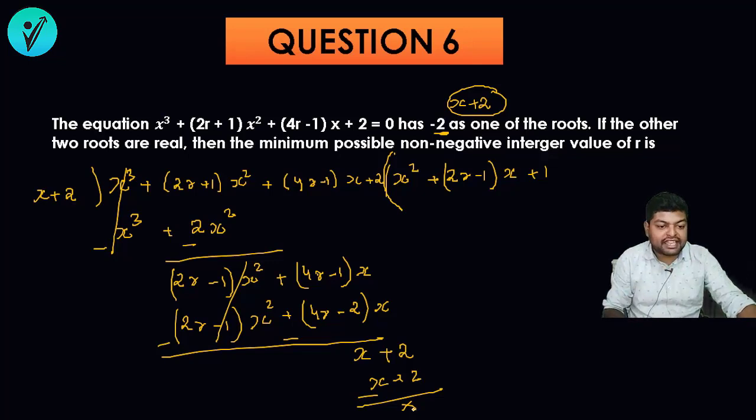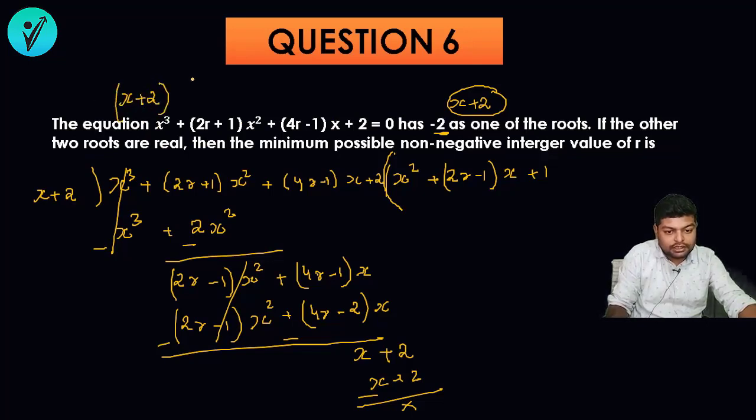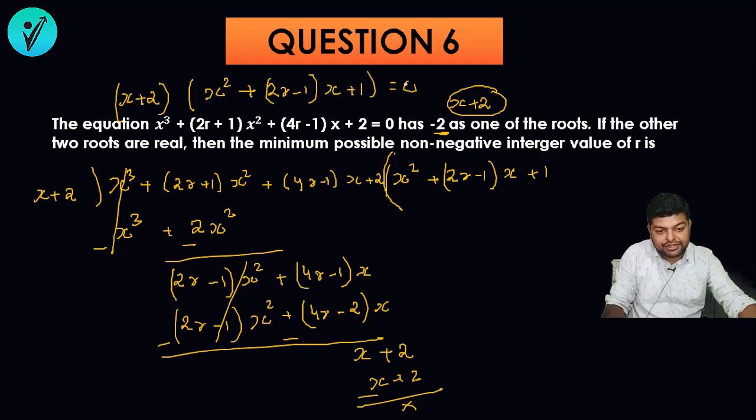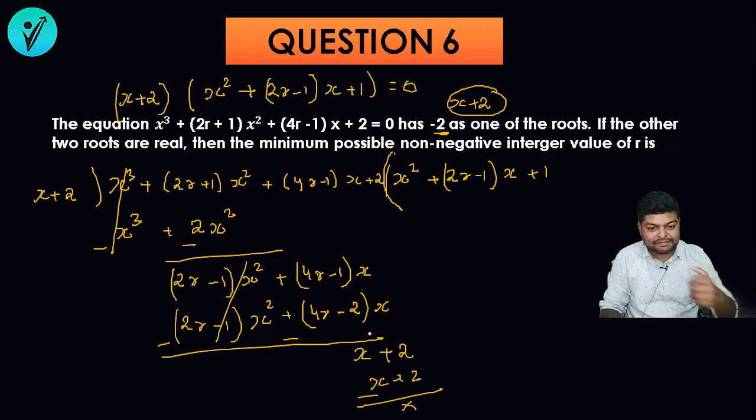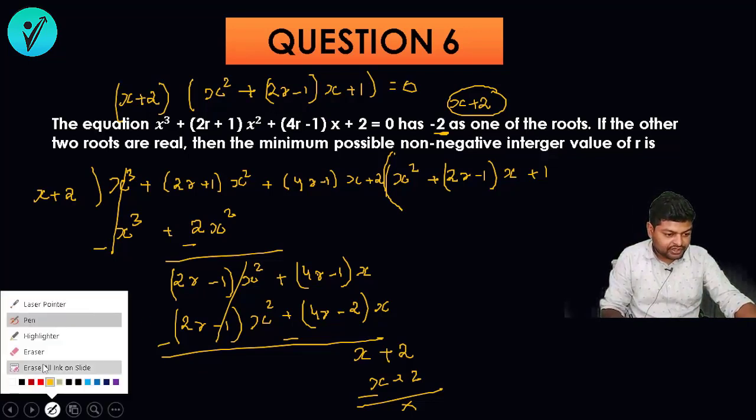So what have I just done? I have simply used the long division method. I have simply factorized it. So when I'm factorizing it, I'm getting this equation. Means this equation can be written like this: it will be x plus 2 times (x square plus (2r minus 1) times x plus 1) equals 0. Okay, so I'm erasing this part now. I don't need this.